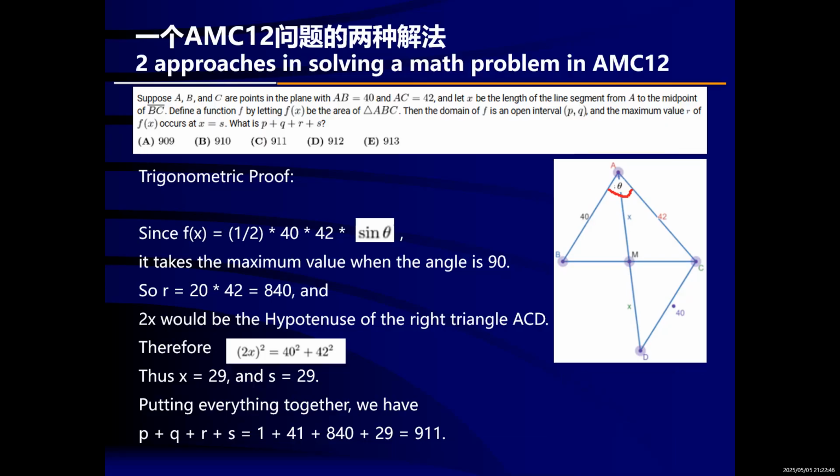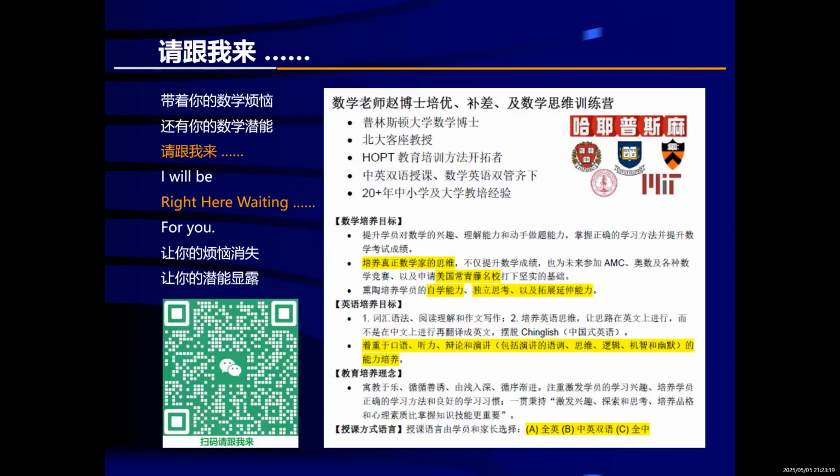The hypotenuse of the right triangle ACD is 2x. Therefore, (2x) squared is equal to 40 squared plus 42 squared. Solving this equation, we get x equals 29. Therefore, S equals 29. Now, let's put everything together. We get our final answer, P plus Q plus R plus S equals 911. That's the final answer.